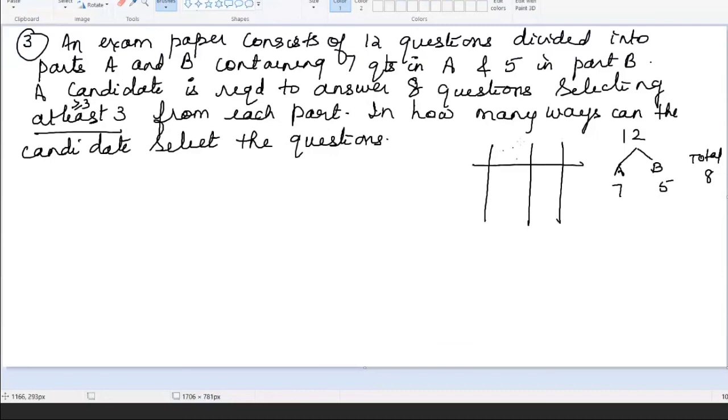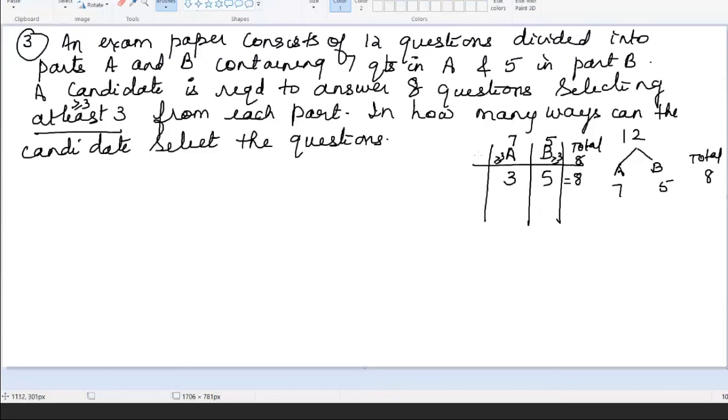So here I have A and I have B. There are 7 A questions and 5 B questions. So the total I require is 8. What is the condition? At least 3. So the condition is greater than or equal to 3, and here also greater than or equal to 3. So let me start with equal to 3. I want the total to be 8 only. So if I take 3 in the first one, I have to take 5 from the second one, because I have to complete this equal to 8.